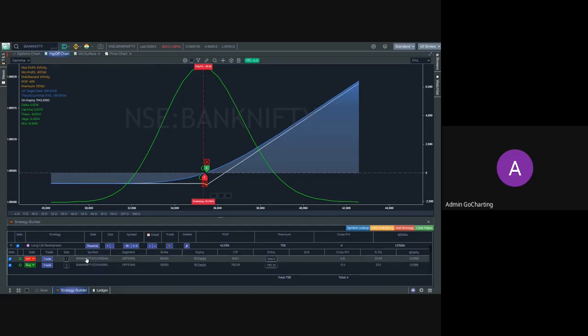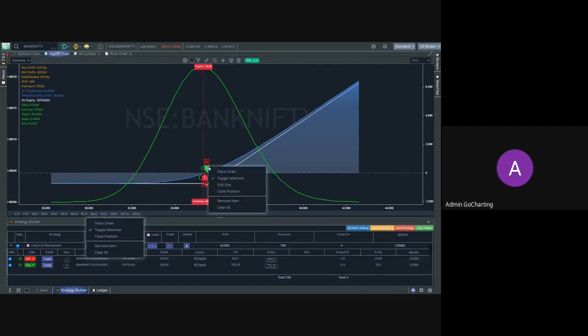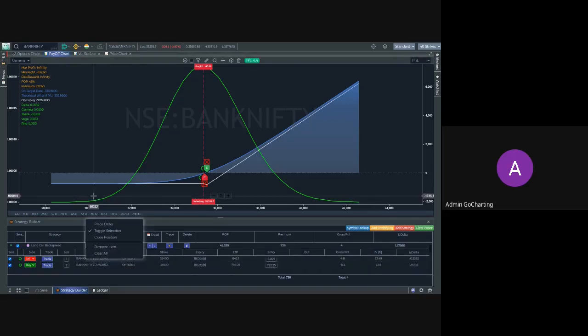And you can also actually right click on each of these legs, right, and place your order, just like we right clicked here and tried to place an order or edit size or close a position. You can do all of these things directly from the strategy builder itself. Okay. So these are certain convenience buttons that we have given.